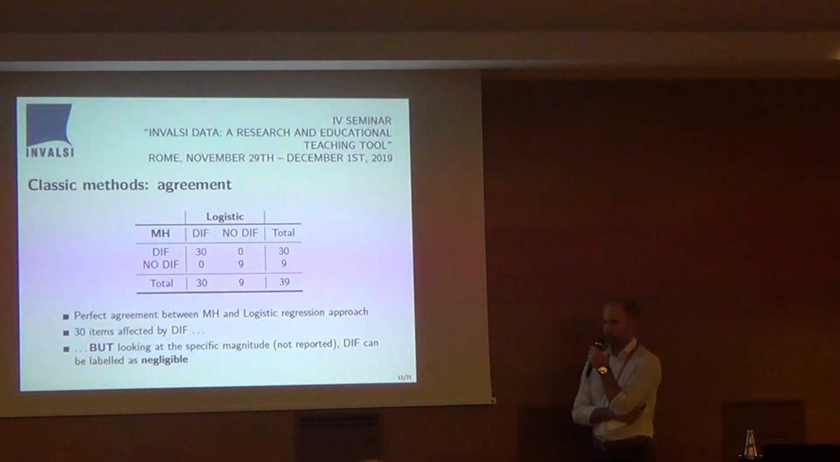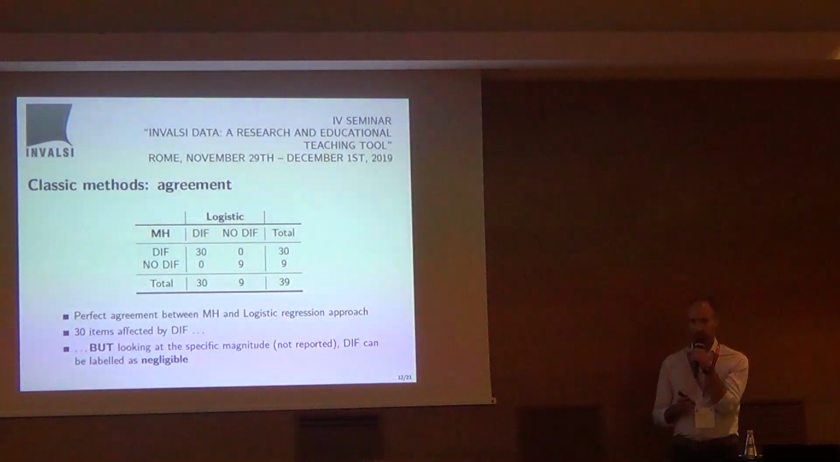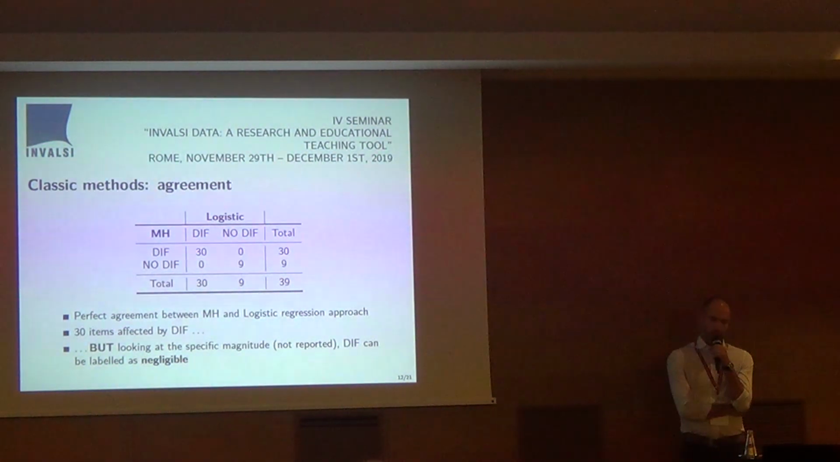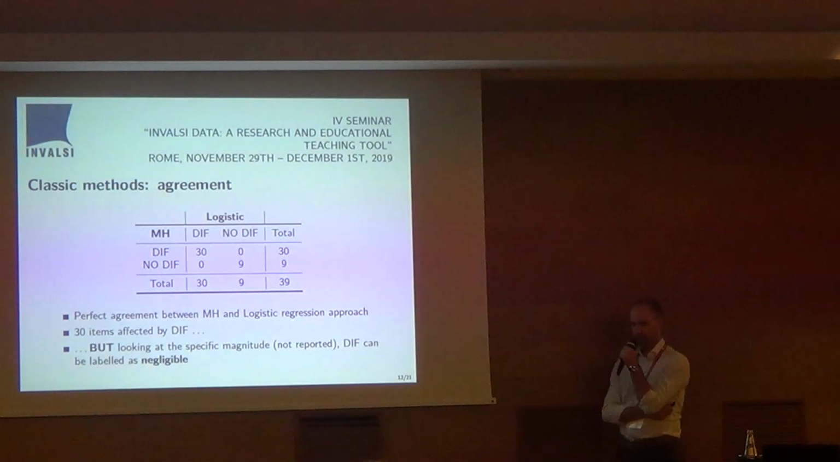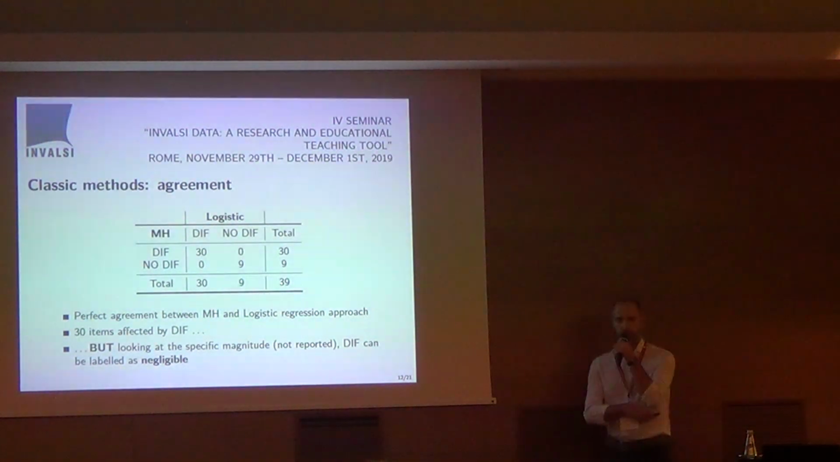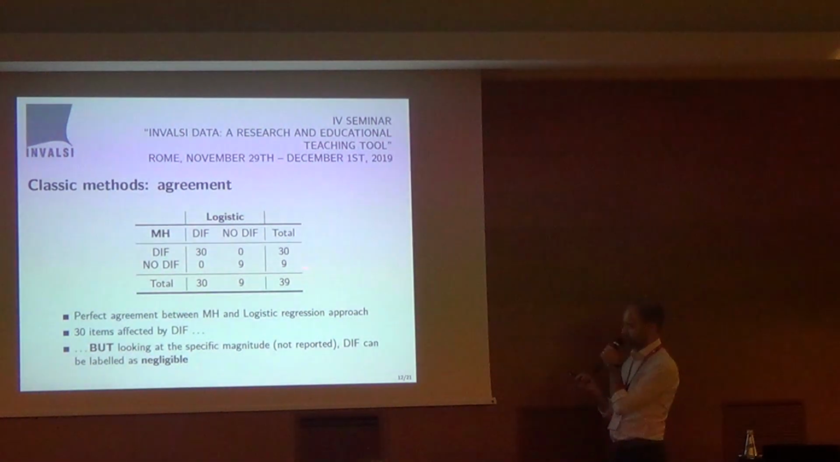We decided to look at the agreement between methods. And as you can see, classic methods, that is methods based on the raw score, show a perfect agreement, okay? Because all the elements are on the main diagonal. So for the final decision according to these methods, they perfectly agree. Even if the size, the magnitude of DIF, can be labeled as negligible for these 30 items.